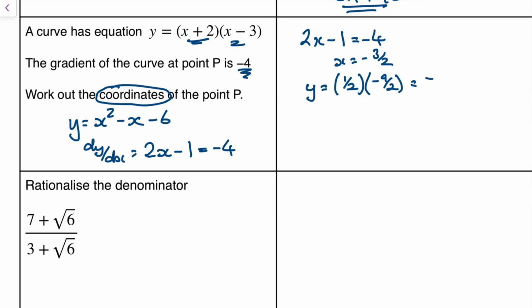which is going to give me minus 9 over 4, which means the coordinates of the point P, which gives me a gradient of minus 4, is going to be minus 3 over 2, minus 9 over 4. And that is question done. Next question.